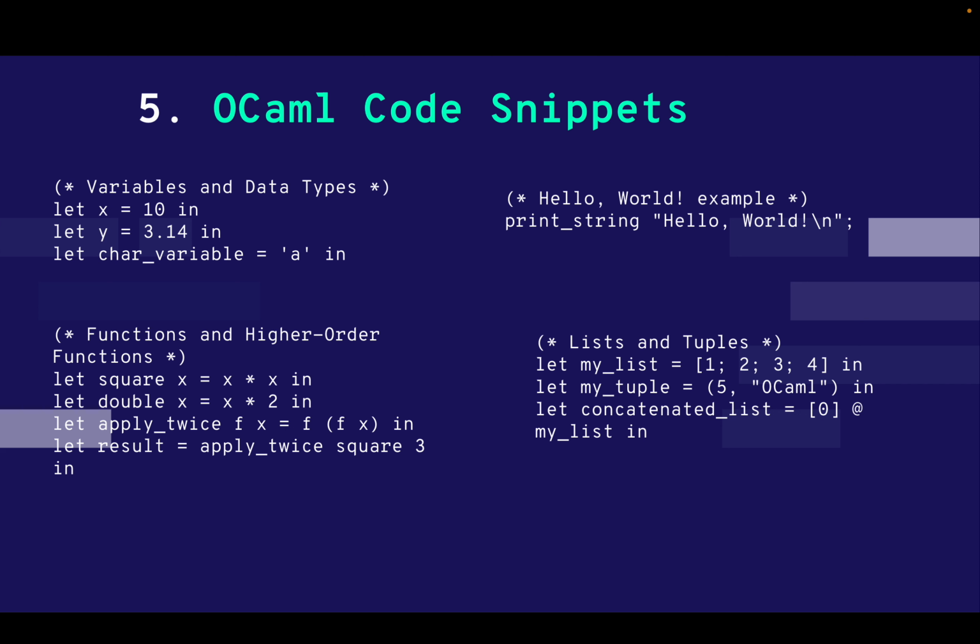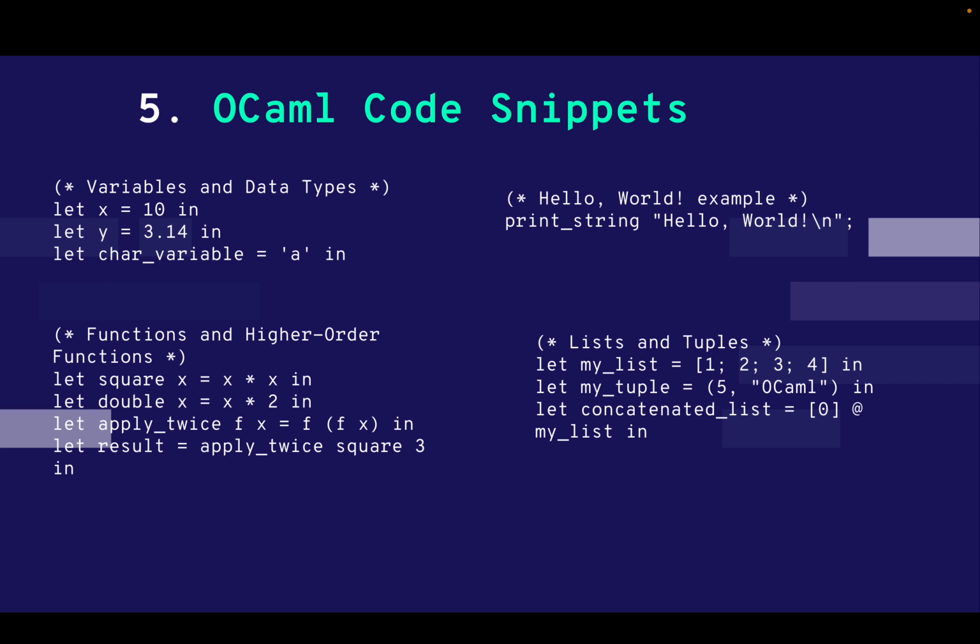So we could use let x equals 10 in, and in means that the variable x, 10, is going to be used in a specific part of the code. Same thing with y. And if you want to use a single character, you can make a variable of a character by just using single quotes. On the top right corner, we have the common, most usual, and cliche aspect of programming, which is with whatever programming language you're using, you want to print out hello world.